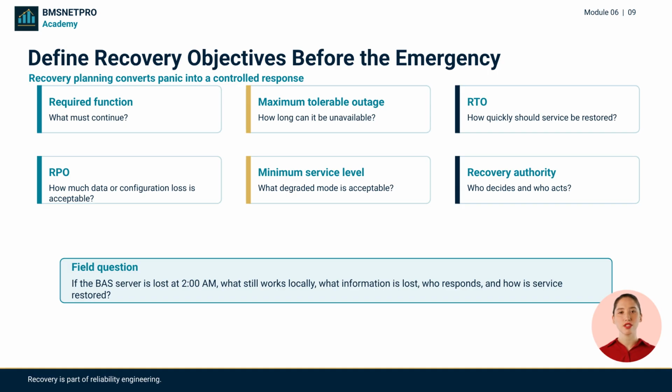Recovery objectives should be defined before an emergency. The manager needs to know what function must continue, how long the organization can tolerate loss, how quickly service should be restored, how much configuration or data loss is acceptable, what degraded mode is permitted, who has authority, and what resources are required.